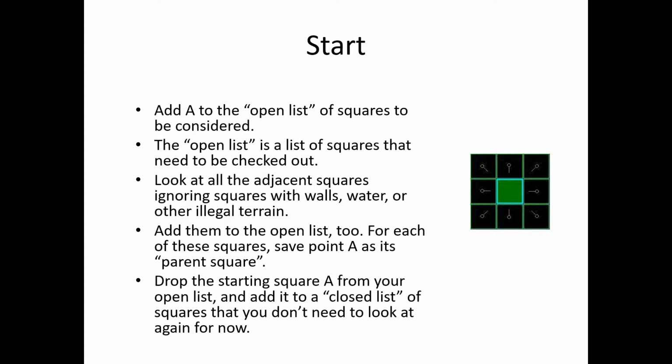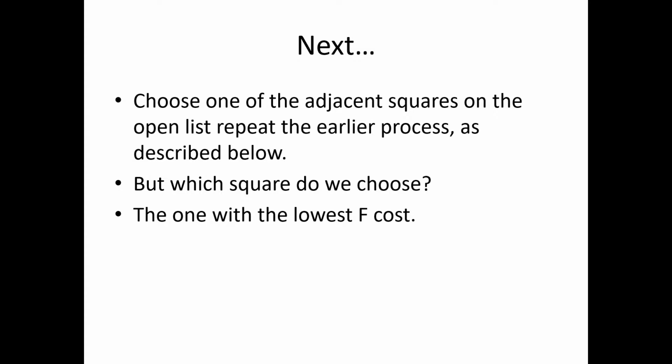And then you also remember how you got to that adjacent node. So you basically store the direction, or the path, from the start node to the adjacent node. Okay. And then the A is dropped and it gets added to the closed list of squares, so you don't need to look at it anymore. That's the first iteration of the A-star algorithm. Then you choose one of the adjacent squares on the open list, repeat the earlier process, and keep on going until you reach the destination node.